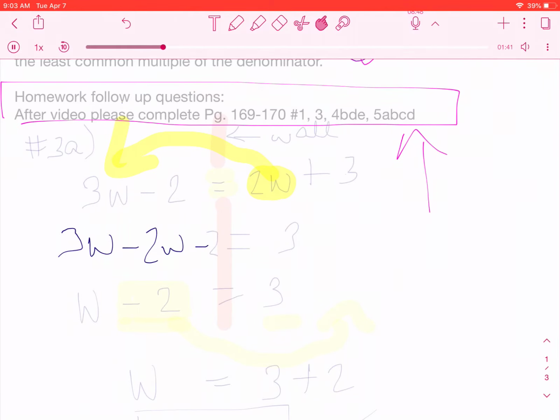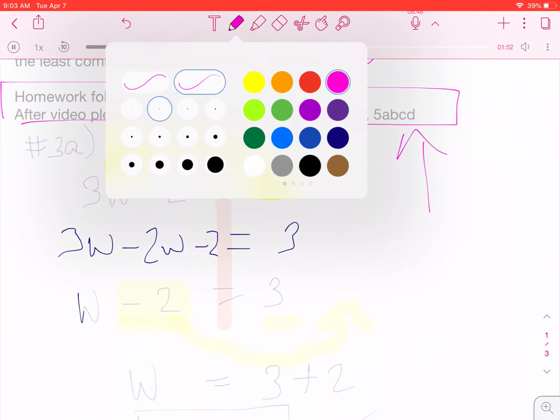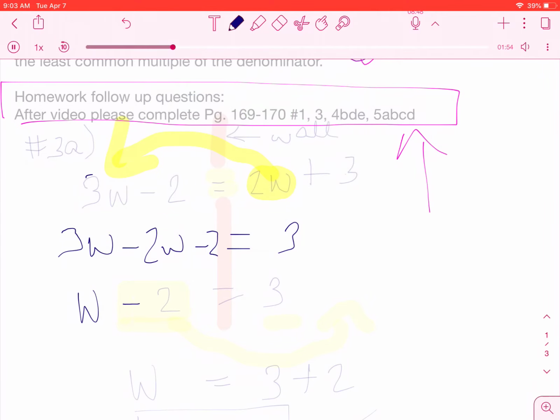For now, I'm going to leave the negative 2 still on the left side, and what's left then on the right side would be a positive 3. I'm going to simplify 3w minus 2w, which becomes w. I have minus 2 still on the left side, set equal to 3.